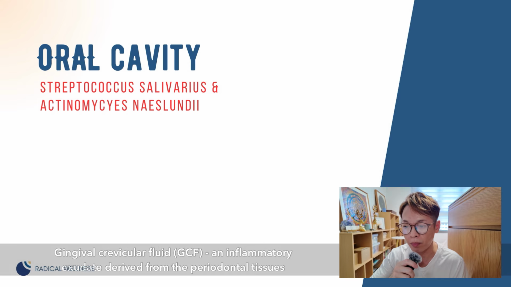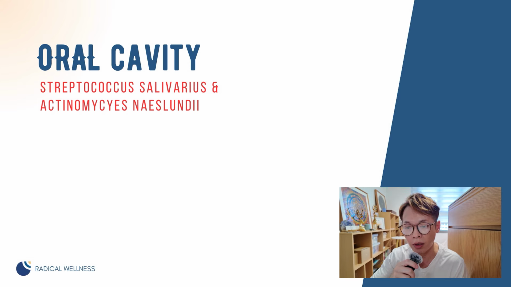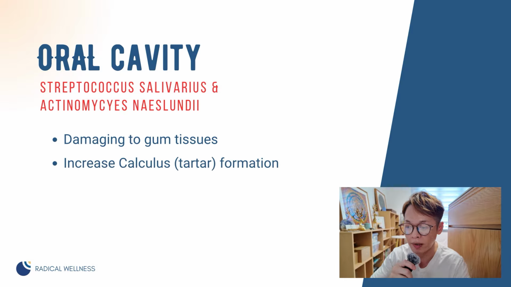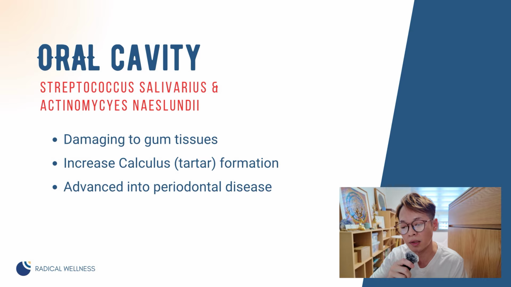The reactions can be positive if it's in the right amount to prevent tooth decay, but will turn negative when there's high levels of ammonia being generated. The toxicity level of ammonia is very damaging to the gum tissues, which can then increase the formation of calculus, also known as tartar, and the progression into periodontal disease in the later stage.